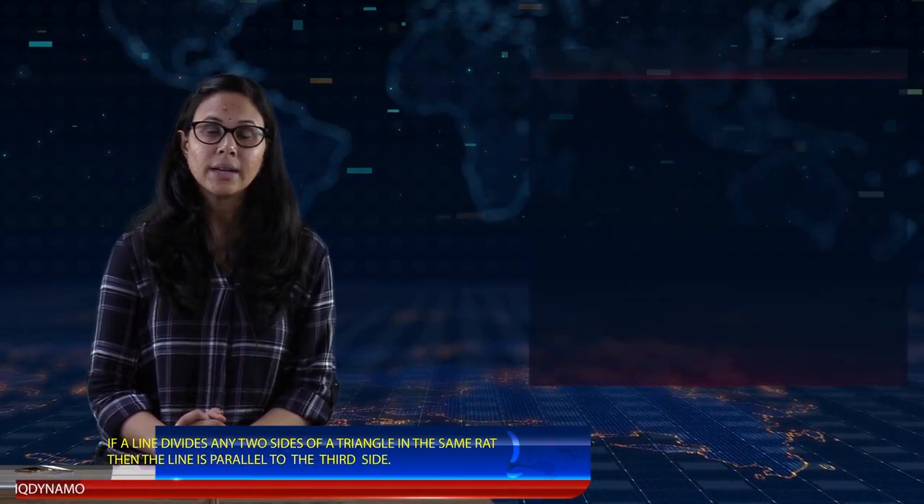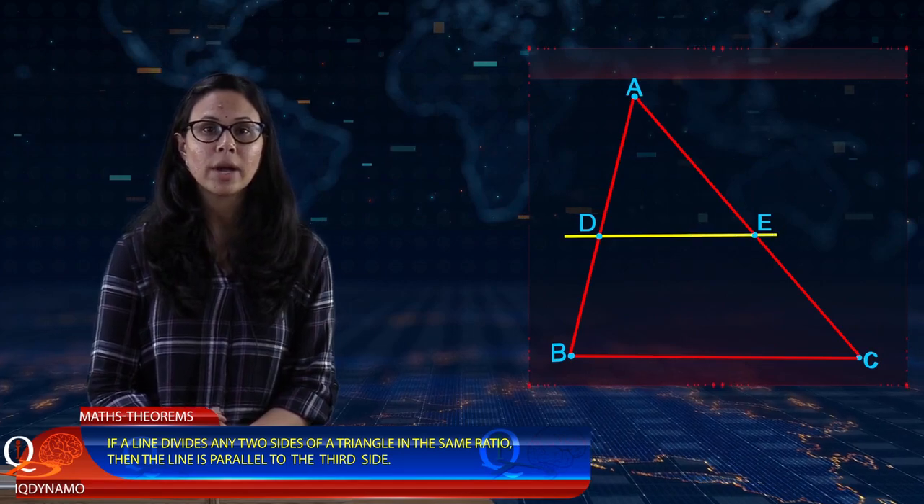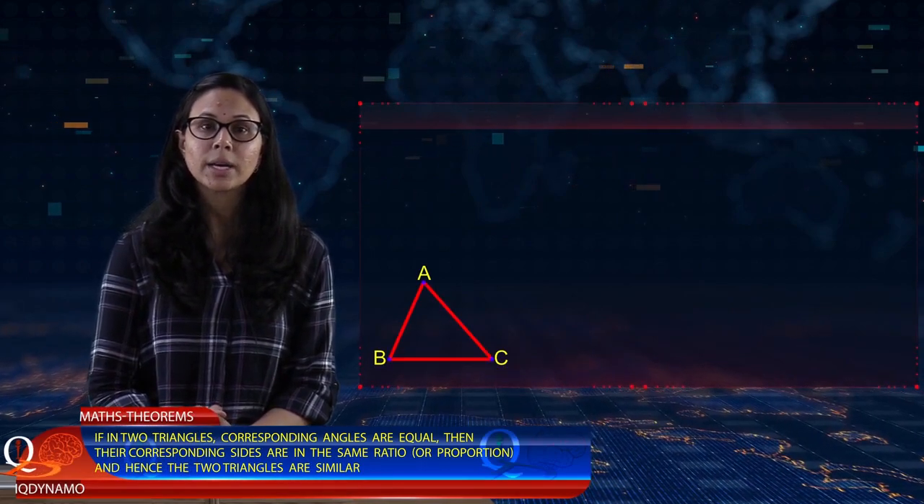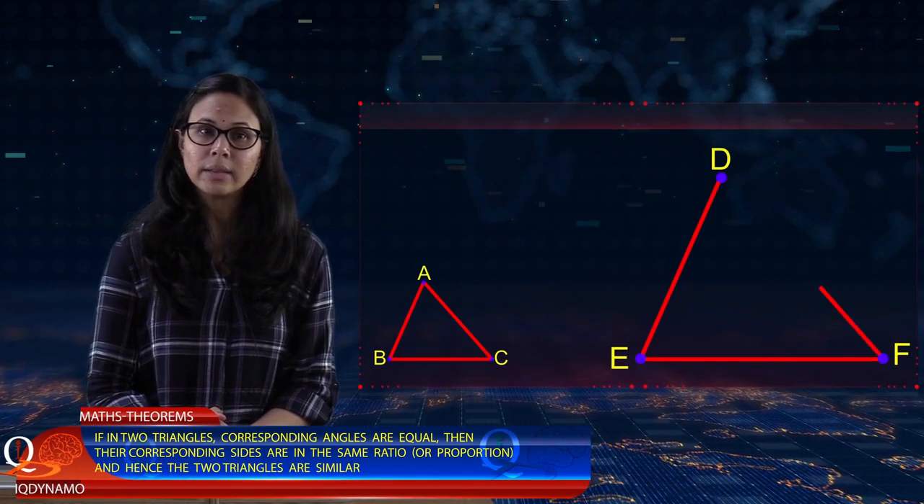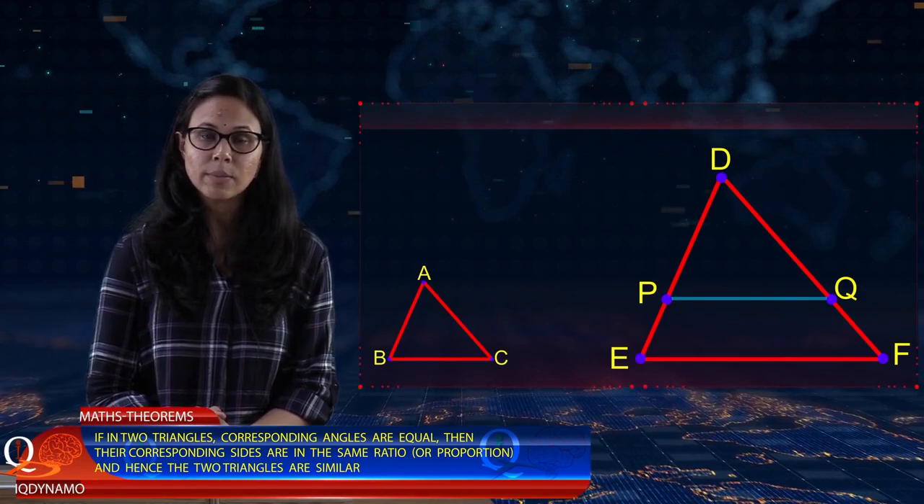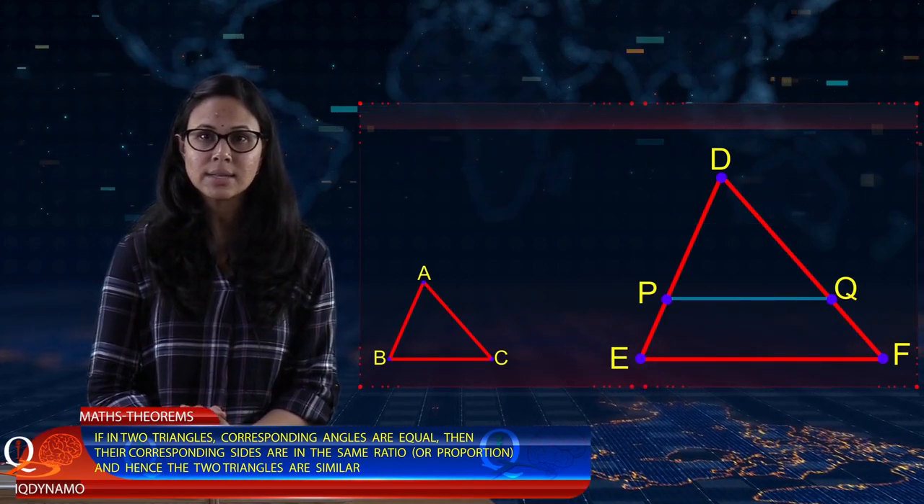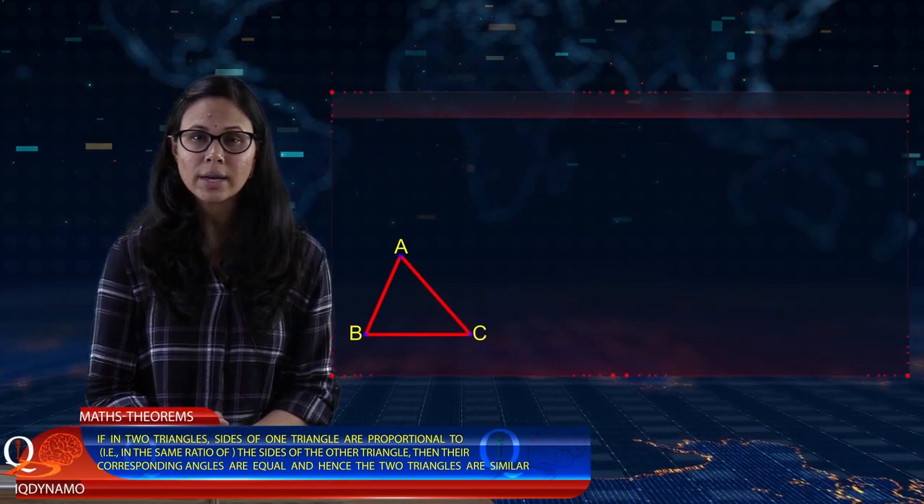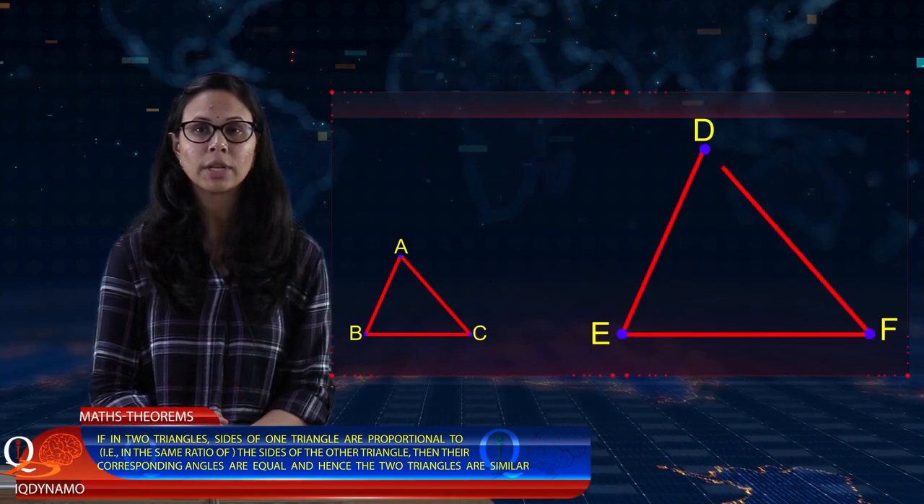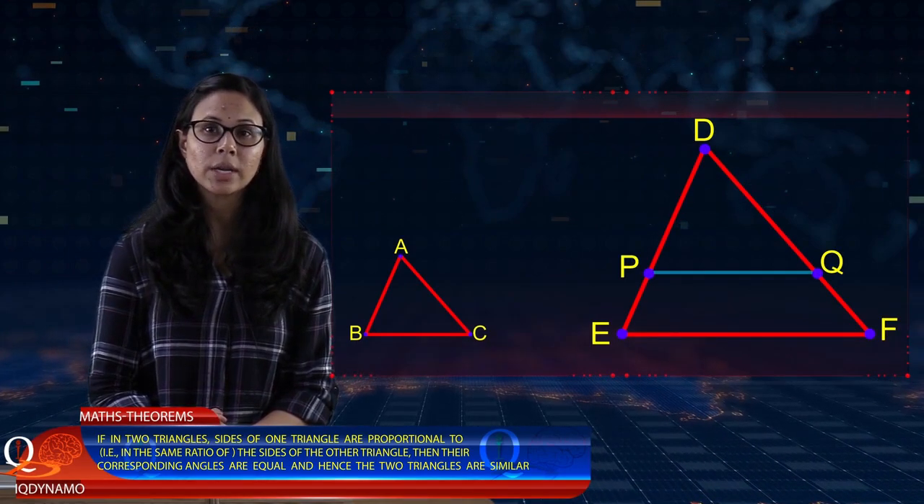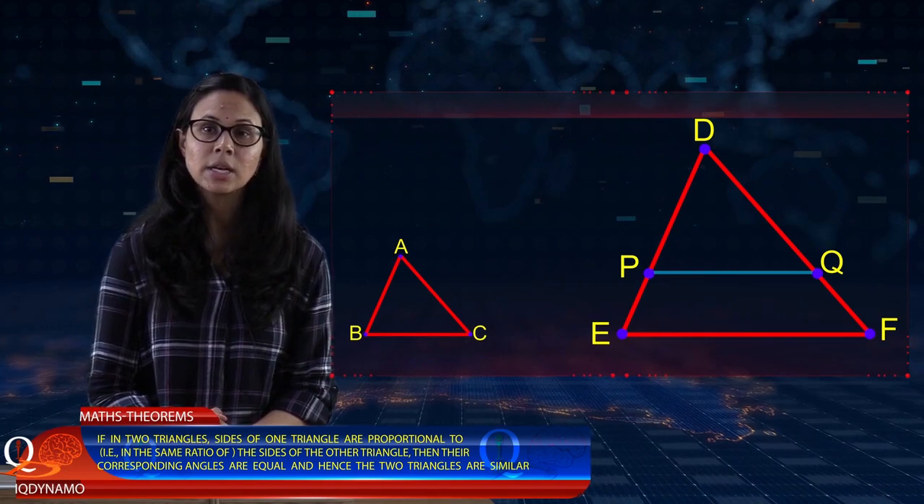If a line divides two sides of a triangle in the same ratio, then the line is parallel to the third side. If in two triangles the corresponding angles are equal, then their corresponding sides are in the same ratio or are in proportion, and hence the two triangles are similar. If in two triangles the sides of one triangle are proportional to the sides of the other triangle, then their corresponding angles are equal, and hence the two triangles are similar.